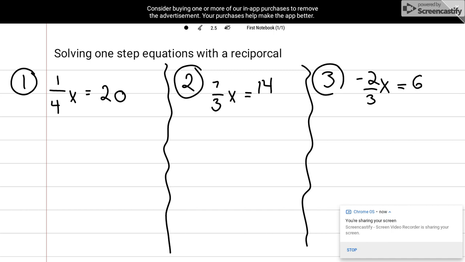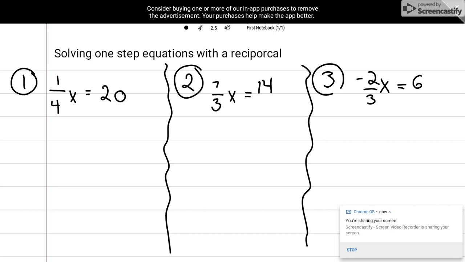Guys, welcome back. Today we are going to be working on solving one-step equations where you have to use a reciprocal. So you can see the three equations right in front of me. There is no subtraction and no addition going on. So there is only one step in solving these types of problems.